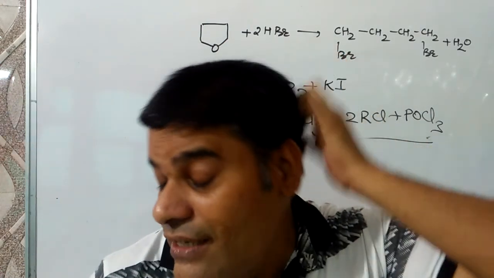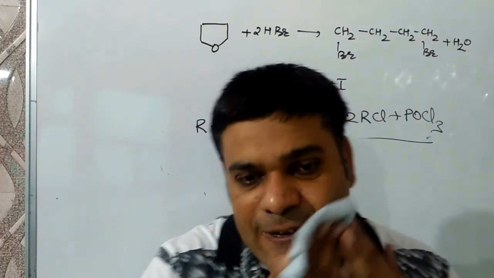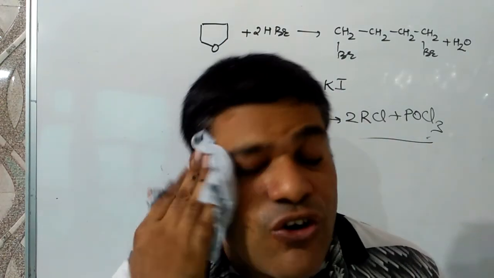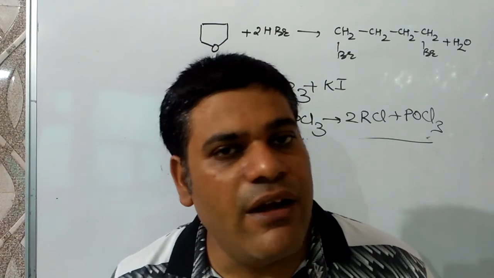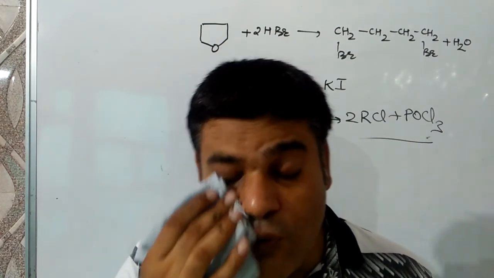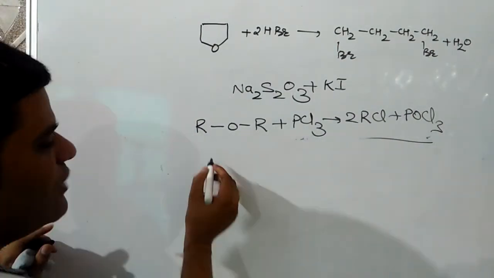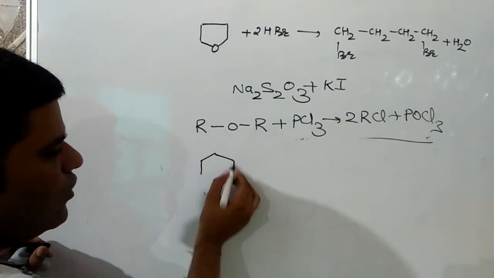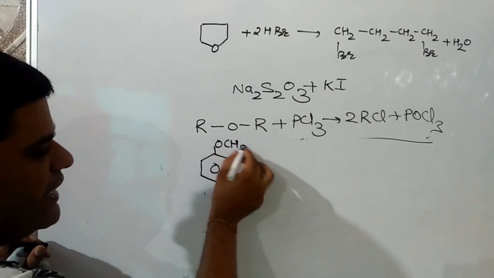And the last will be the electrophilic substitution reactions of aromatic ethers. The OR group will be ortho-para-directing in nature. Hence, the incoming group will go either to ortho or para.